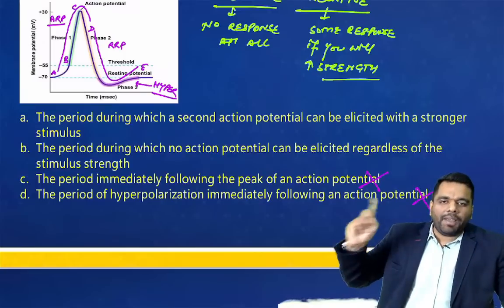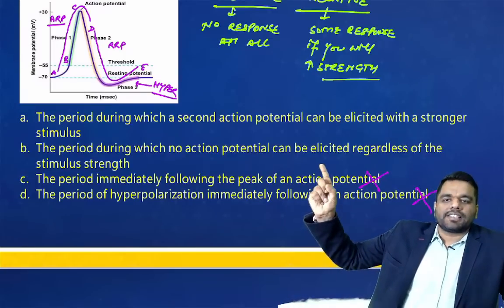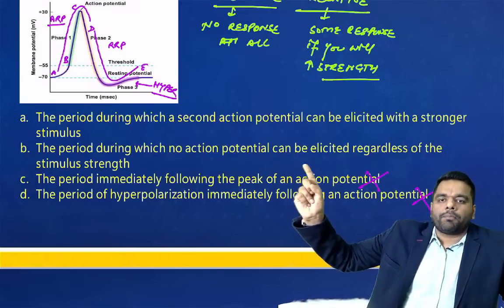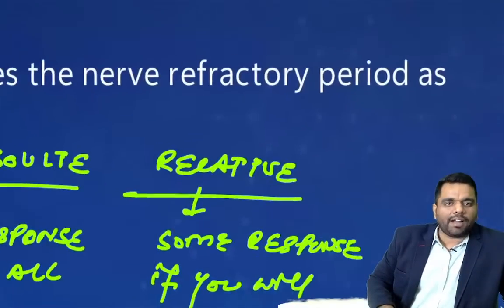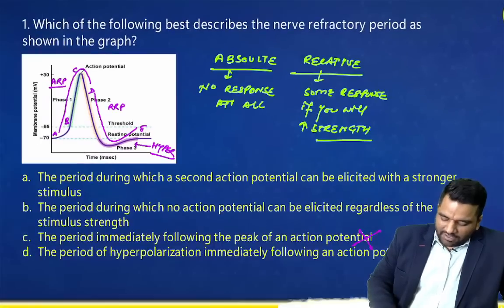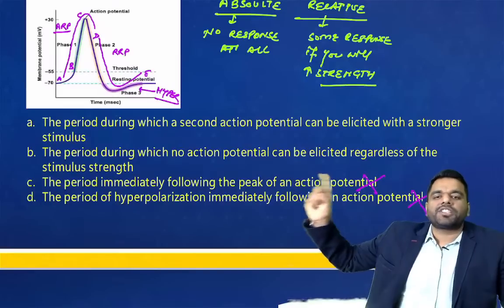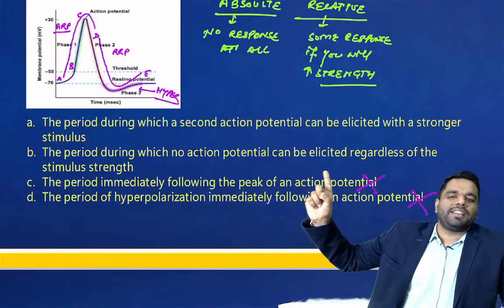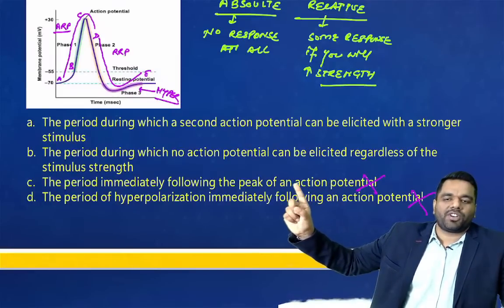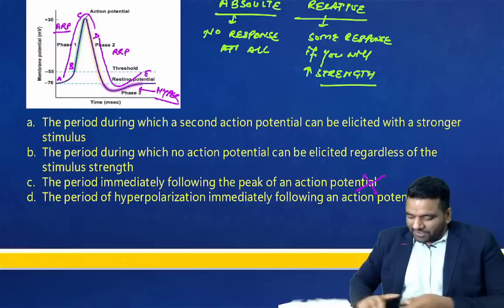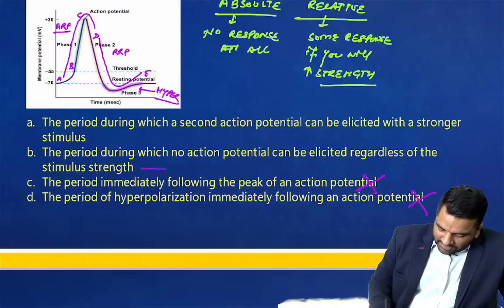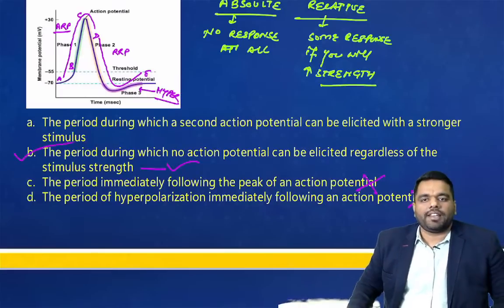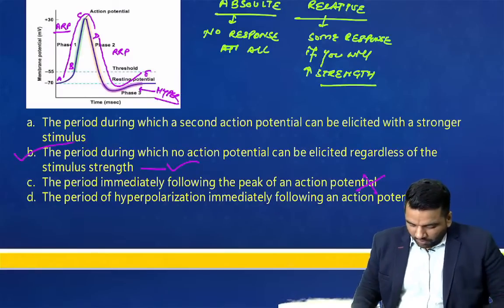So now the best answer of this question is option number B, the period, because the question is asking about the refractive period. And what is the refractive period? The period during which no action potential can be elicited regardless of the stimulus strength. Very good, beta. So option number B is the right answer of question number 1.